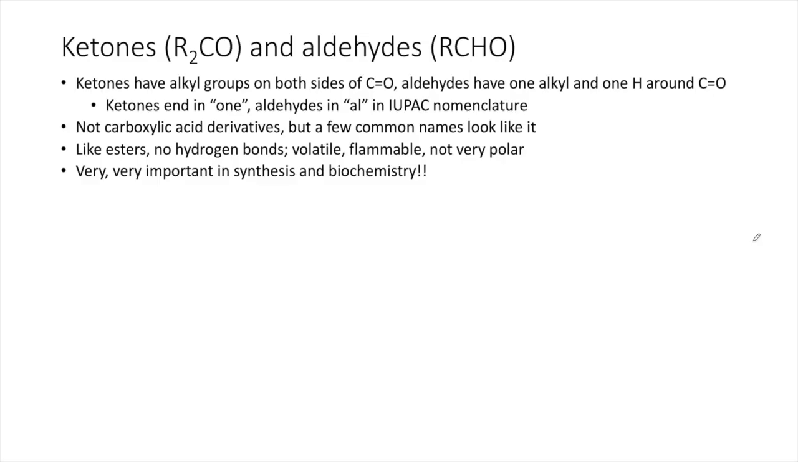Ketones and aldehydes are a little bit different. They're not usually considered carboxylic acids. They're not made from carboxylic acids most of the time. And so we're going to name them a little bit differently. Again, ketones have an alkyl group on both sides of the carbonyl. Aldehydes have one alkyl group and one H, or two H's.